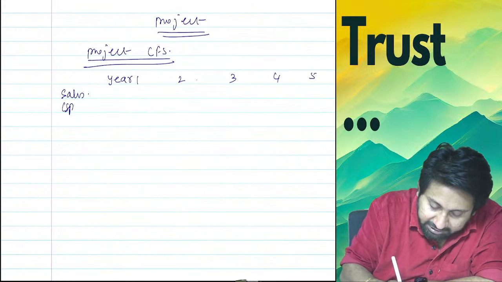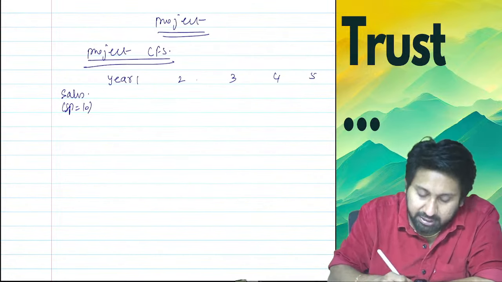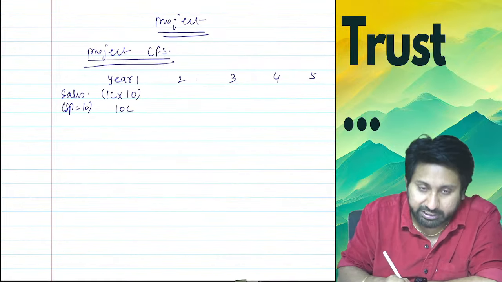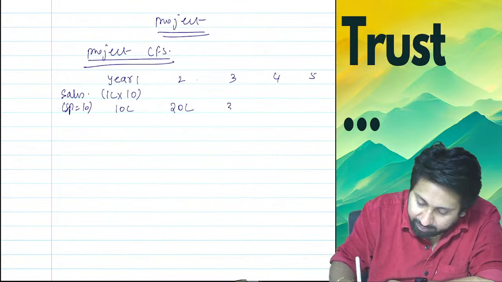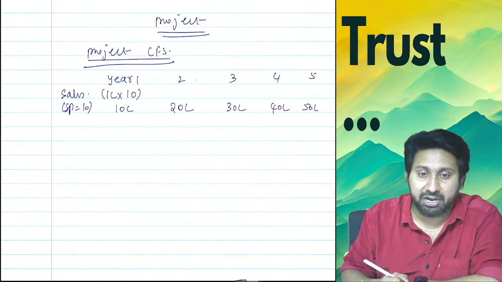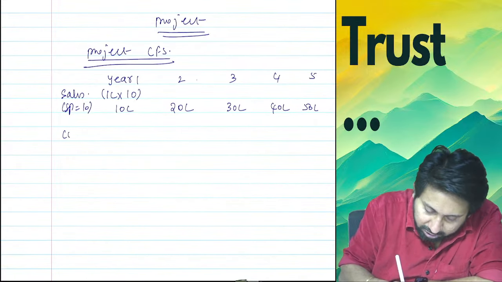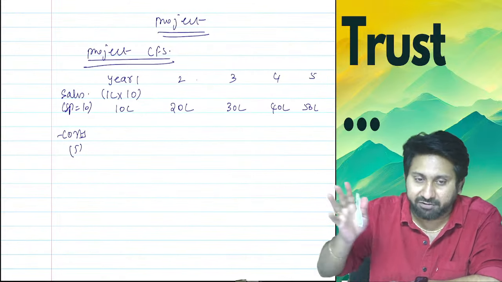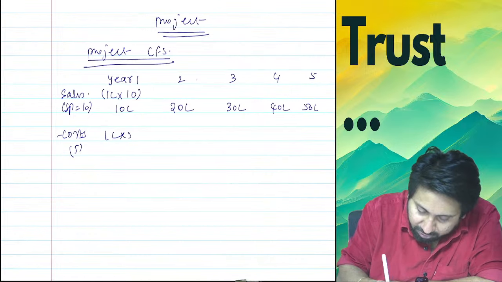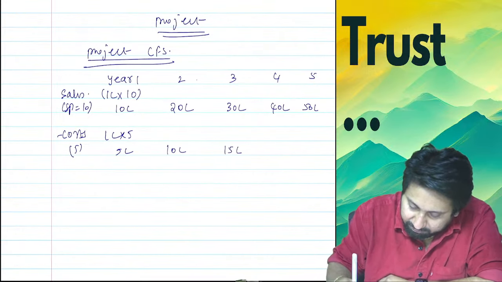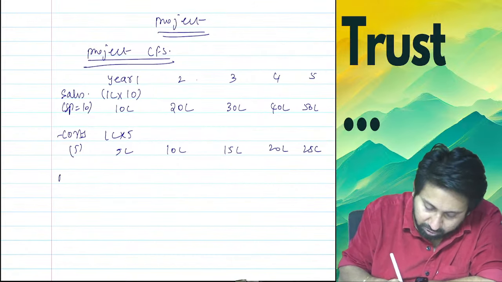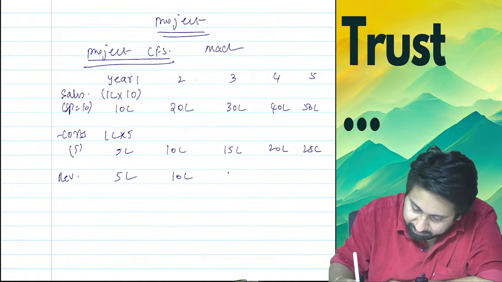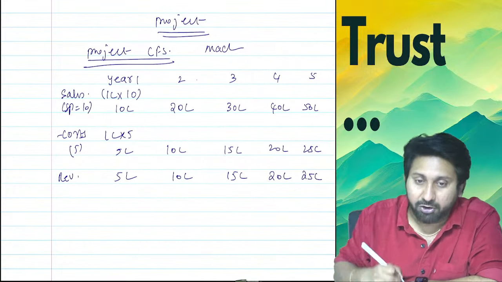Year one sales, sale price per unit is 10. Year one, we assume to sell 1 lakh units. 1 lakh into 10, 10 lakh. 2 lakh units, 20 lakh. 30 lakh, 40 lakh, 50 lakh. Next, cost. 5 rupees is all the cost together, labor, material, everything. 1 lakh into 5, 5 lakh, 10 lakh, 20 lakh, 25 lakh. So what is the net revenue because of this machine? 5 lakh, 10 lakh, 15 lakh, 20 lakh, 25 lakh.